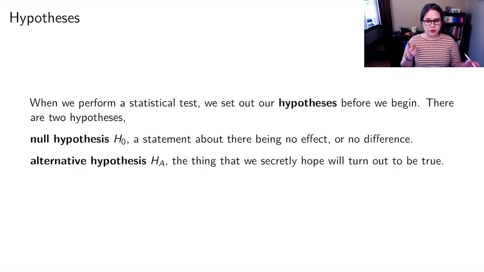There are always 2. There's the null hypothesis, which we denote as H0 or H-naught, and that's a statement about there being no effect, no difference, nothing going on. We also have the alternative hypothesis, HA, and that's the thing that would be really interesting if it was true. We're sort of secretly hoping to be able to say that the alternative hypothesis is the case, because the null is there being no effect, no difference, nothing going on. It would be interesting if there turned out to be something going on.